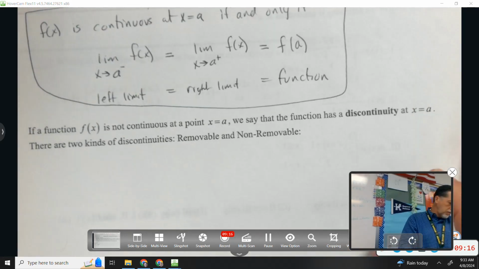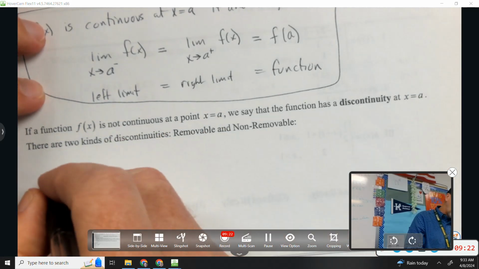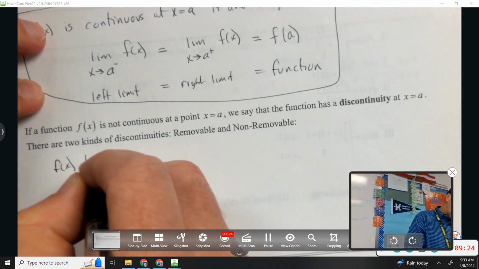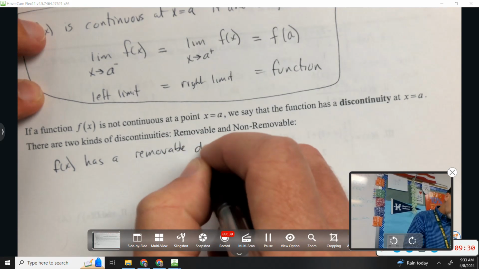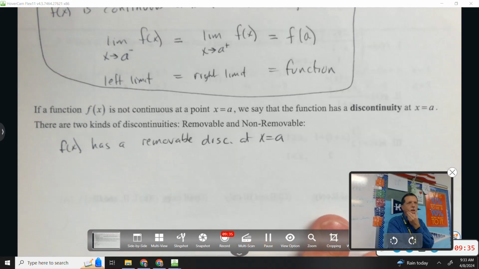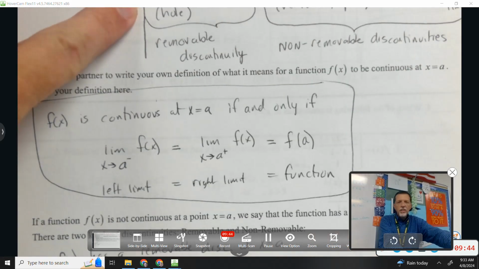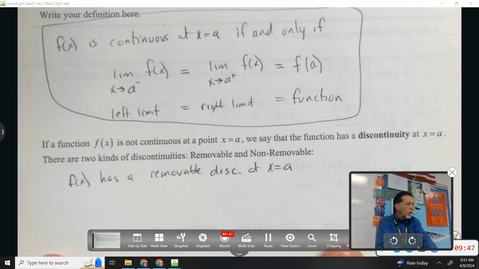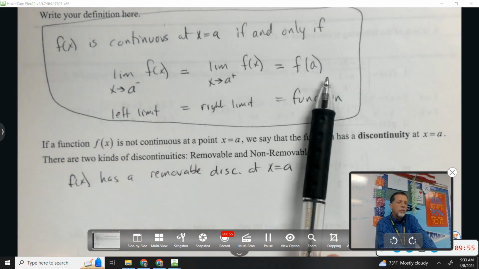We've already kind of talked about removable versus non-removable, but let's put the technical stuff on there. f of x has a removable discontinuity at x equals a. So think about this definition and think about the picture of the removable discontinuity. Where does the definition break down for a removable discontinuity? What part of this statement is not true if we have a removable discontinuity?